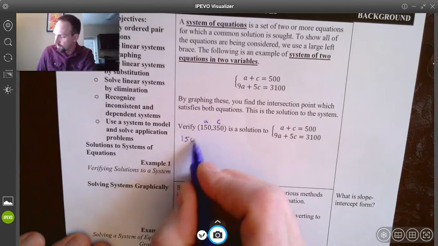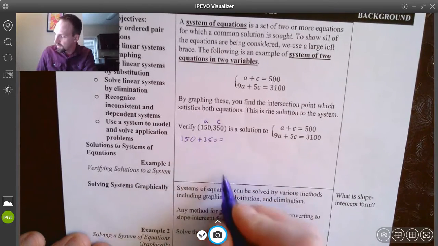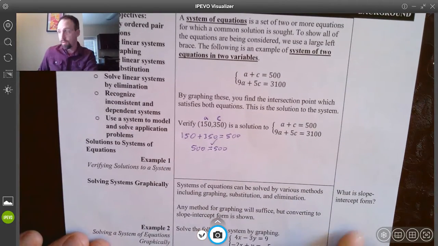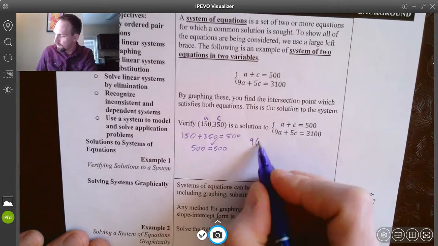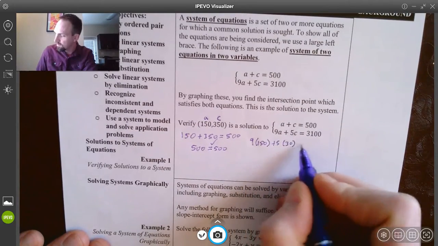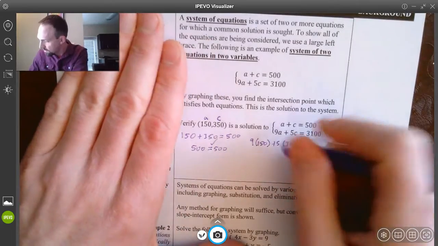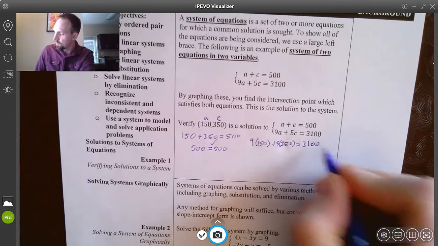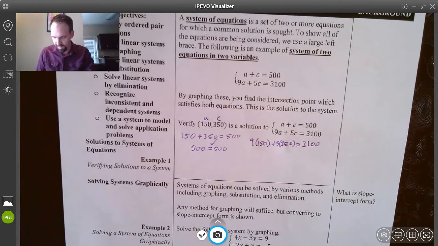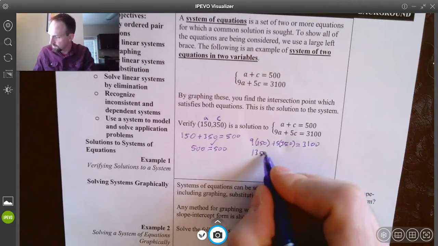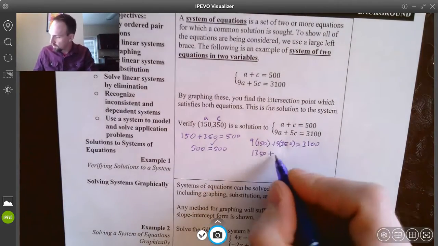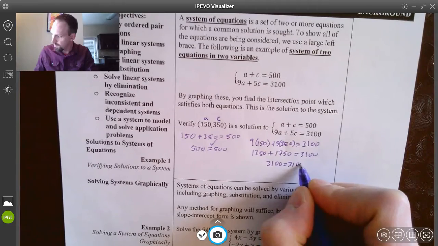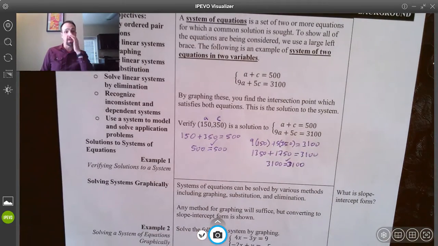So to verify, we have to show it for both. So I'm going to do 150 plus 350 is equal to 500. That is in fact true. So 500 does in fact equal 500. So check. And then for the other one, I have 9 times 150 plus 5 times 350 is equal to, oops, I did not include the 5 there. I apologize. 9 times 150 is 1350 plus 5 times 350 is 1500. And that does in fact equal 3100. So that is a solution. So I have verified it.